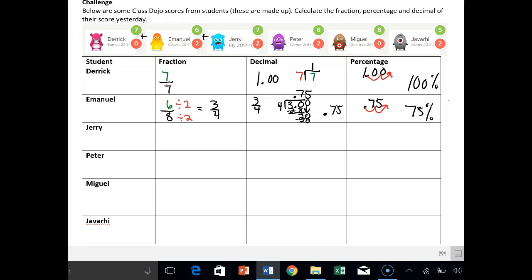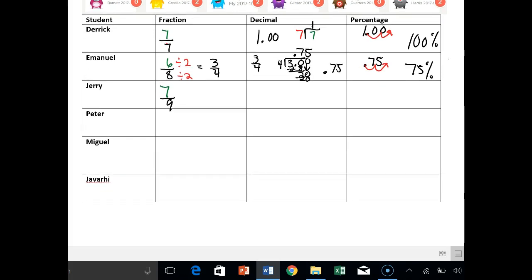Now, a couple of these are going to be a little bit more difficult, such as Jerry. He's going to start off his fraction as 7 out of 9, and that's going to be a repeating decimal. Don't worry about it. It'll be all right. Peter is going to be 6 out of 8, just like Emmanuel, so that should be easy. Basically, just have to copy that line. Miguel is 8 out of 8 because he got nothing wrong, so that should be easy. Just copy Derek's line.